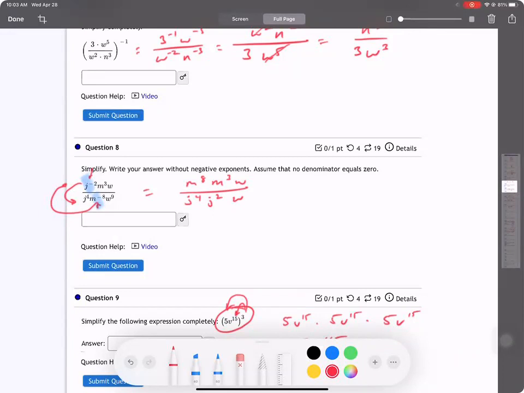Miley, are you okay with these as I rewrite the fraction? Now they're all positive. Okay, so now we can combine them. M8 and 3 become M11. J6 on the bottom, and then we still have the W's. Sorry, that's a 9 there. W on top and W on bottom, so we're going to cancel these out, and I'm still left with 8 W's on the bottom.